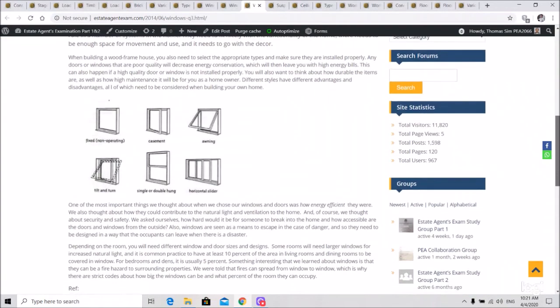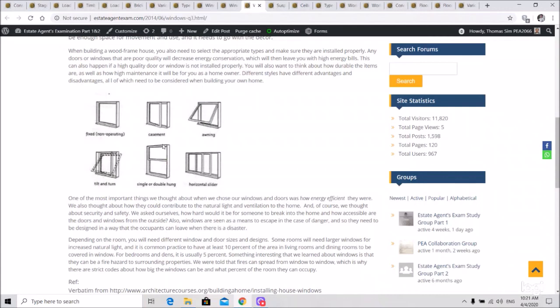So let's say we have different types of window. Here you can see the fixed, non-opening one. That means you have a fixed window that you can't open. Then you have a casement window, the awning window, the tilt and turn, the single and double hung, and the horizontal slider. Most of our windows in Malaysia are actually casement, awning, and horizontal slide.